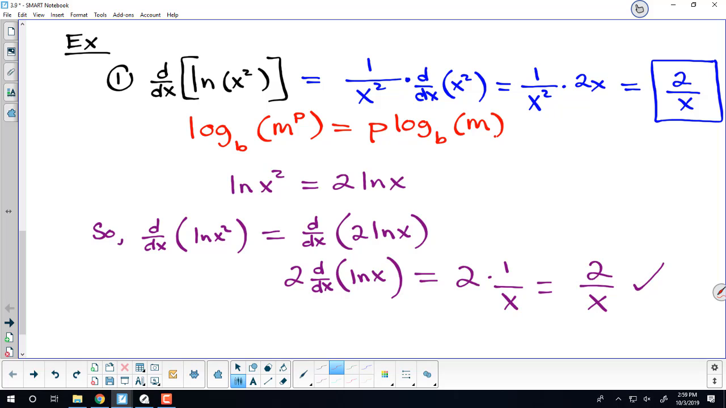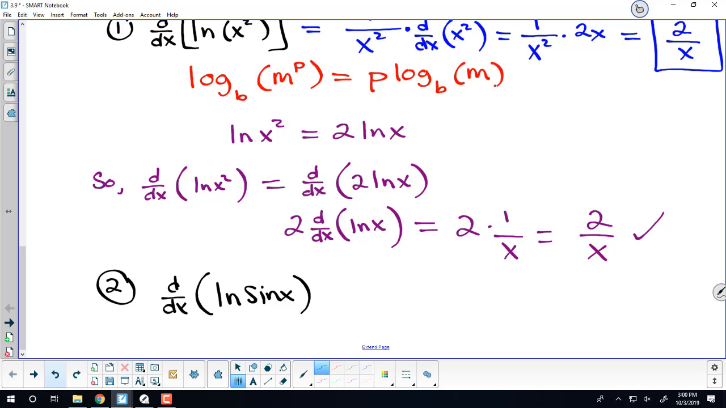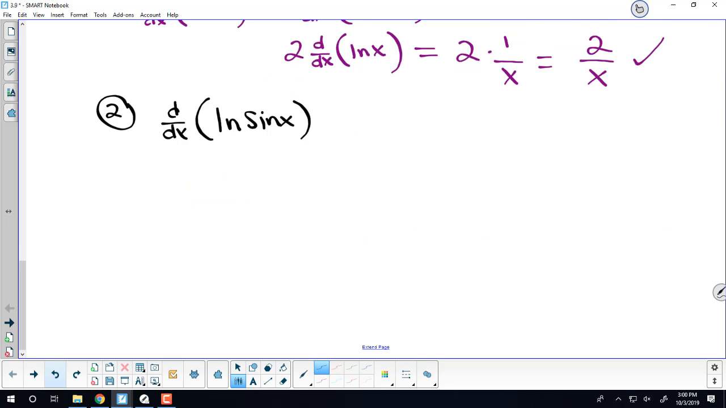There's two other ones for sums and differences, or products and quotients. All right, example 2. What's the derivative of the natural log of sine x? That's a chain rule, yeah. Does everybody see that's a chain rule?